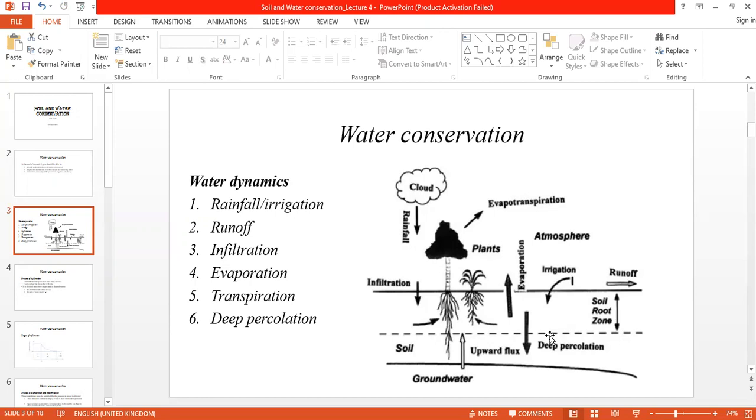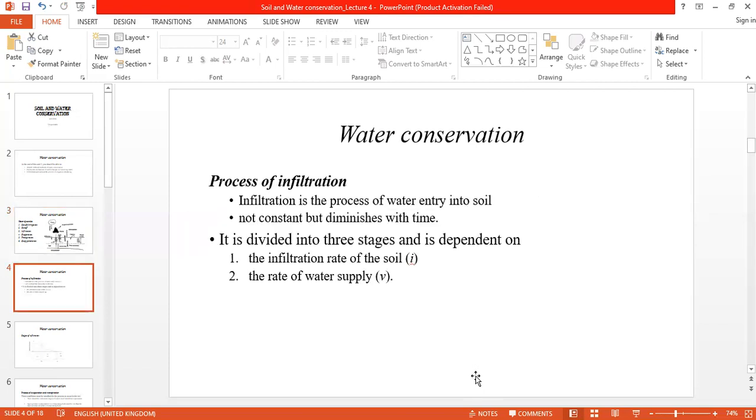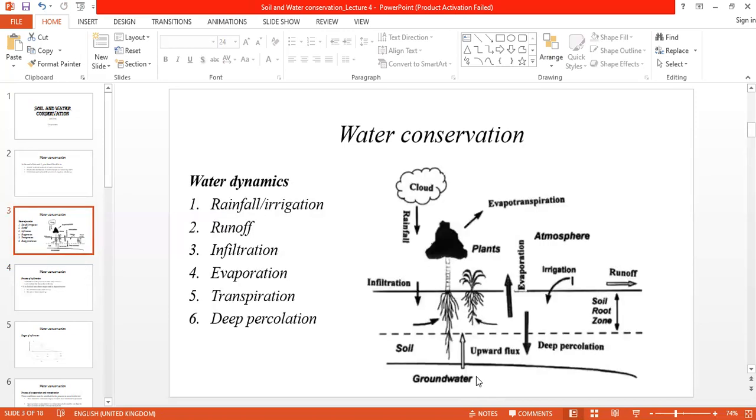So as a water manager, it's important to know where you want to keep your water. Do you want it in the atmosphere? Do you want it in the soil, or do you want it in groundwater? So as we go through, we should be able now to say, okay, this is where I want my water. So what should I do to keep it in this place?